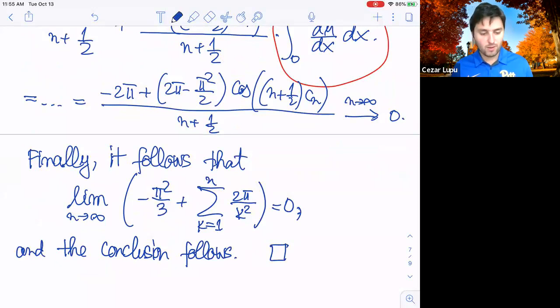And well, I would have wanted to give you a bit more of an insight of how to compute zeta of 4 and zeta of 6 even. But anyway, I'll stop here. Thank you very much.